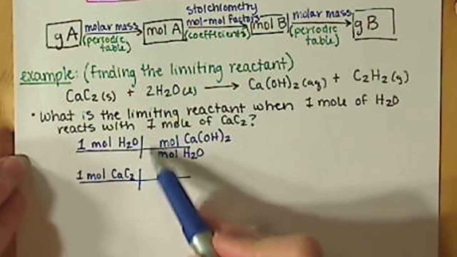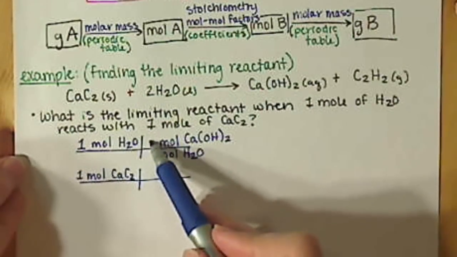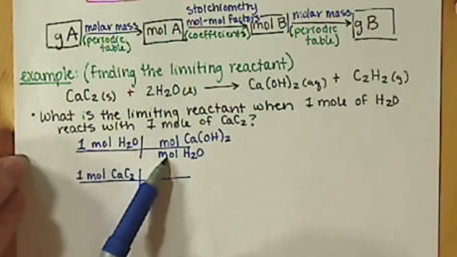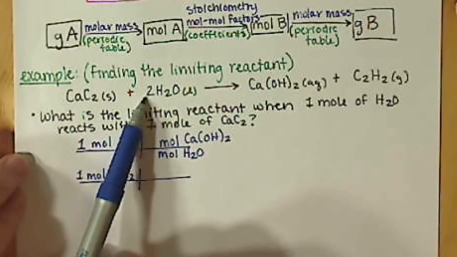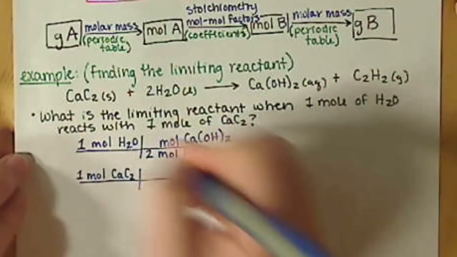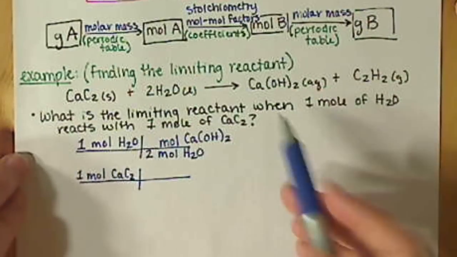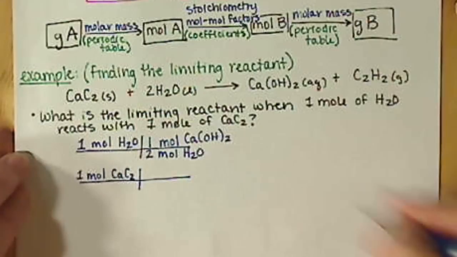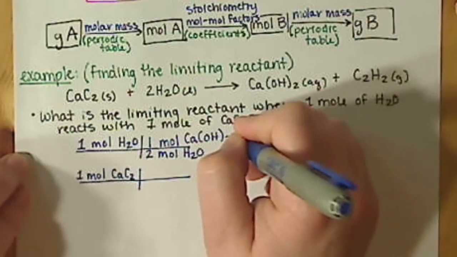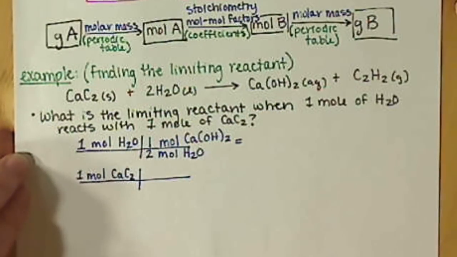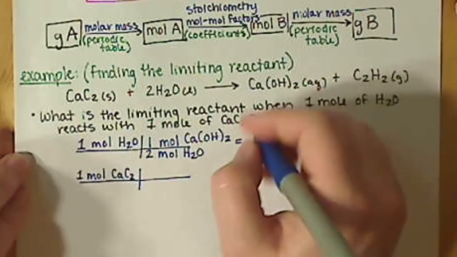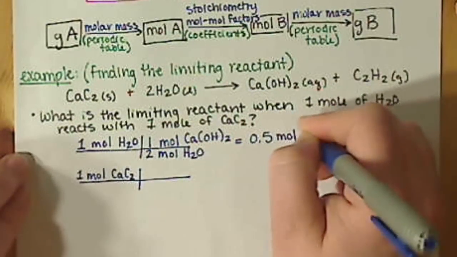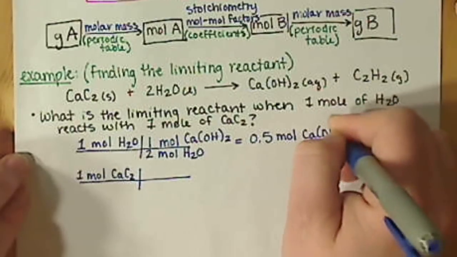So this is our stoichiometry step. So I'm going to use my coefficients. I have my balanced chemical equation. My coefficient for water is 2. So I stick a 2 there. My coefficient in front of calcium hydroxide is a 1. So we end up with 1 divided by 2. We have 0.5 moles of calcium hydroxide.